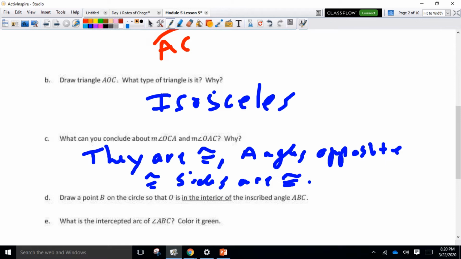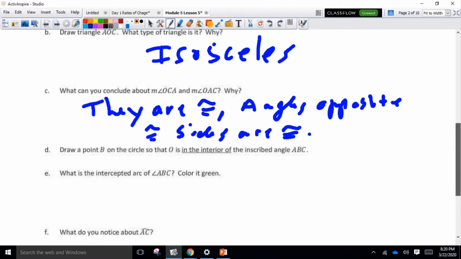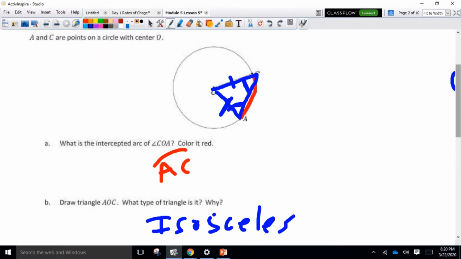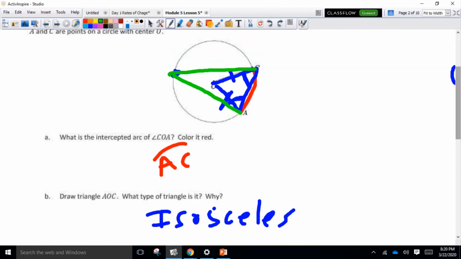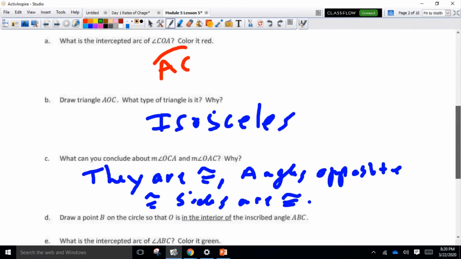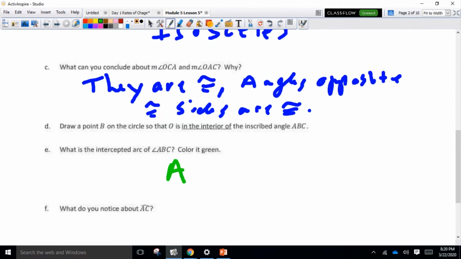Draw point B on the circle so that O is on the interior of the inscribed angle. So we'll put B right over here. So that way if we draw this angle, O is inside that angle. Okay. What's the intercepted arc? Color it green. All right. Here we are. Okay. So it's AC. So what do we notice?